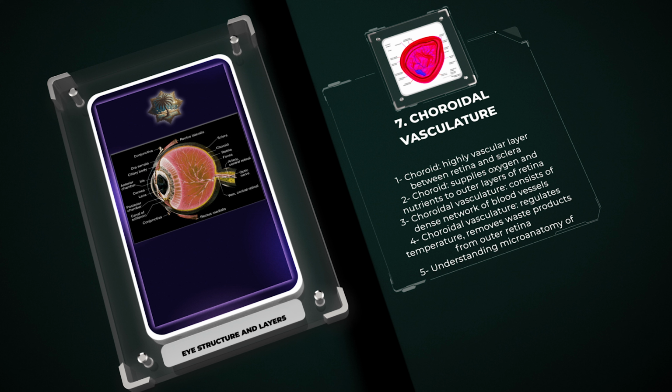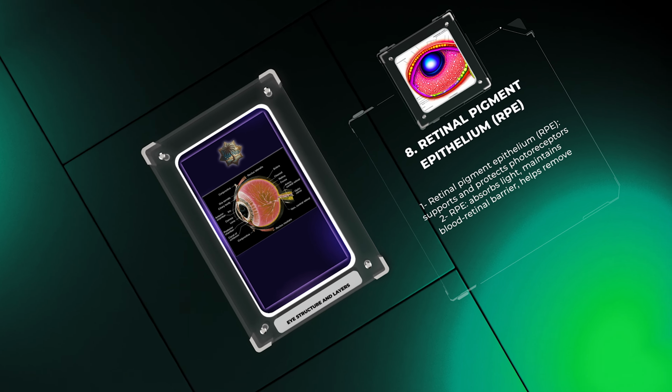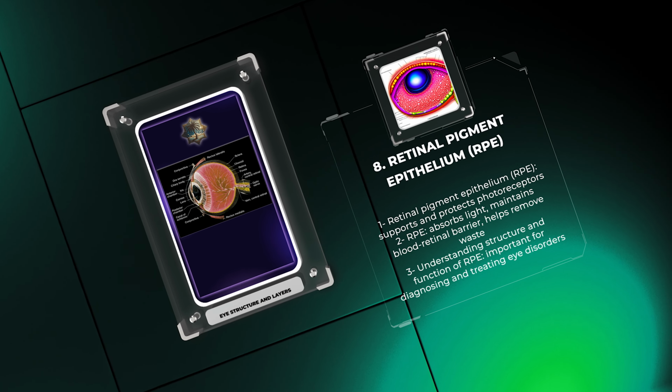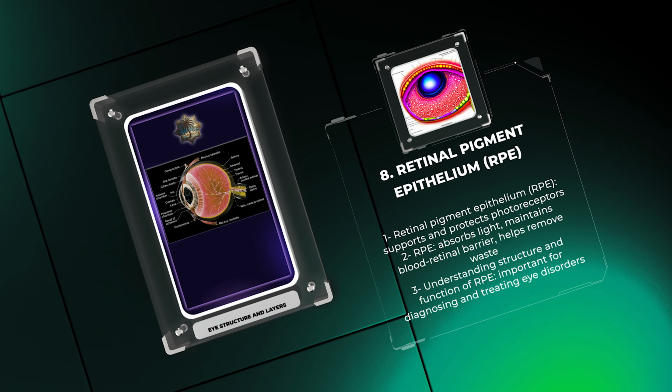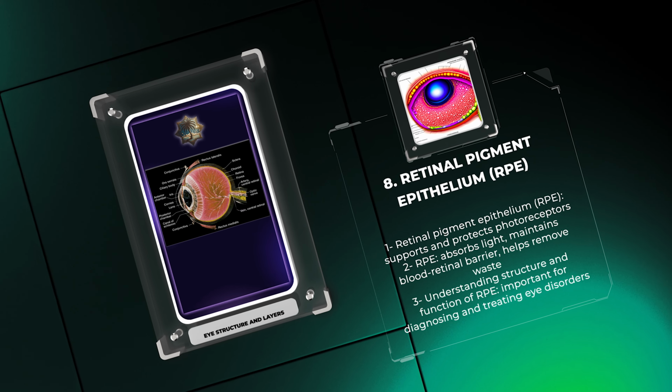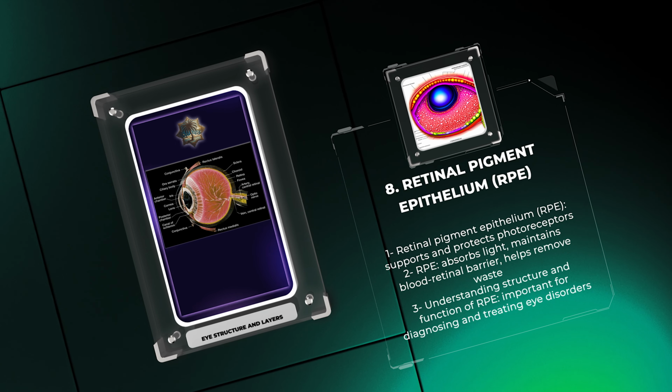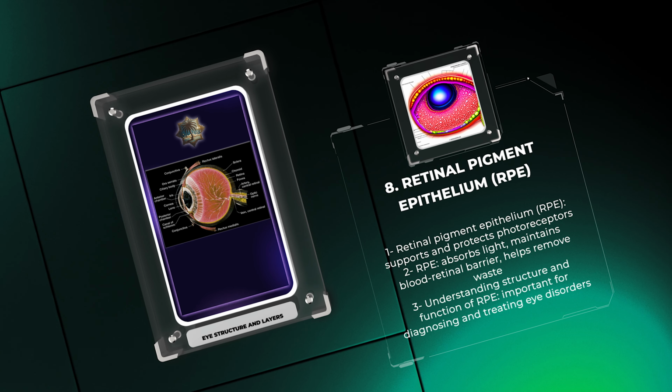chorioretinopathy. The retinal pigment epithelium, RPE, is a layer of cells that supports and protects the photoreceptors in the eye. It absorbs light, maintains the blood-retinal barrier, and helps remove waste. Understanding its structure and function is important for diagnosing and treating eye disorders.